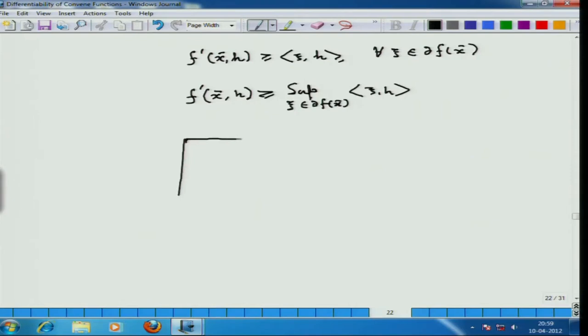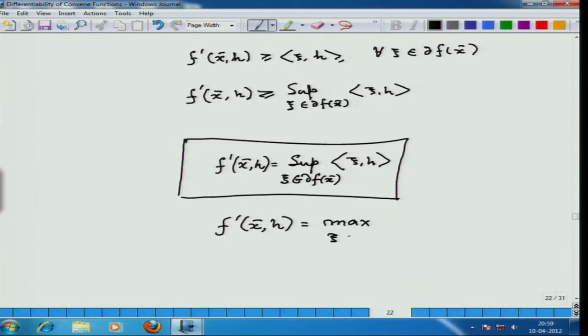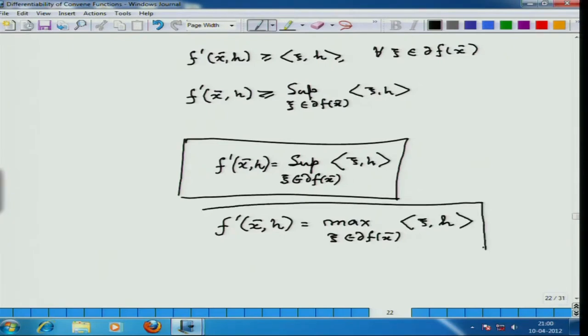One of the far reaching results of convex analysis is to show that, because this is a compact set for a given x bar and this being a linear function, one can also write this as a max. So this is how truly, through this dual nature, the directional derivative is linked with the subdifferential. So this is one of the most important and far reaching formulas in convex analysis and has many applications.